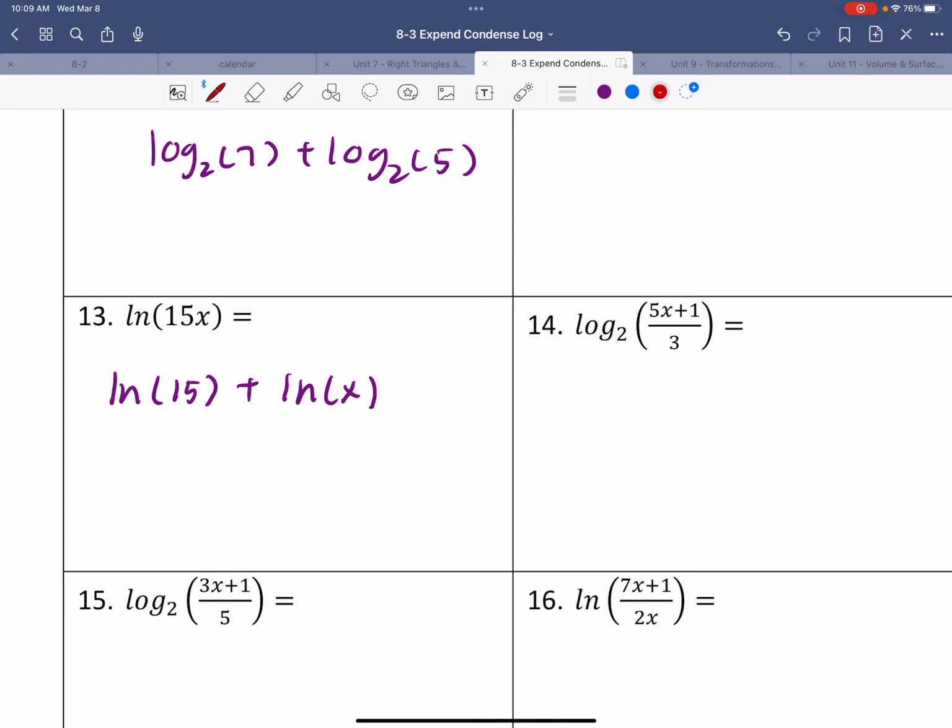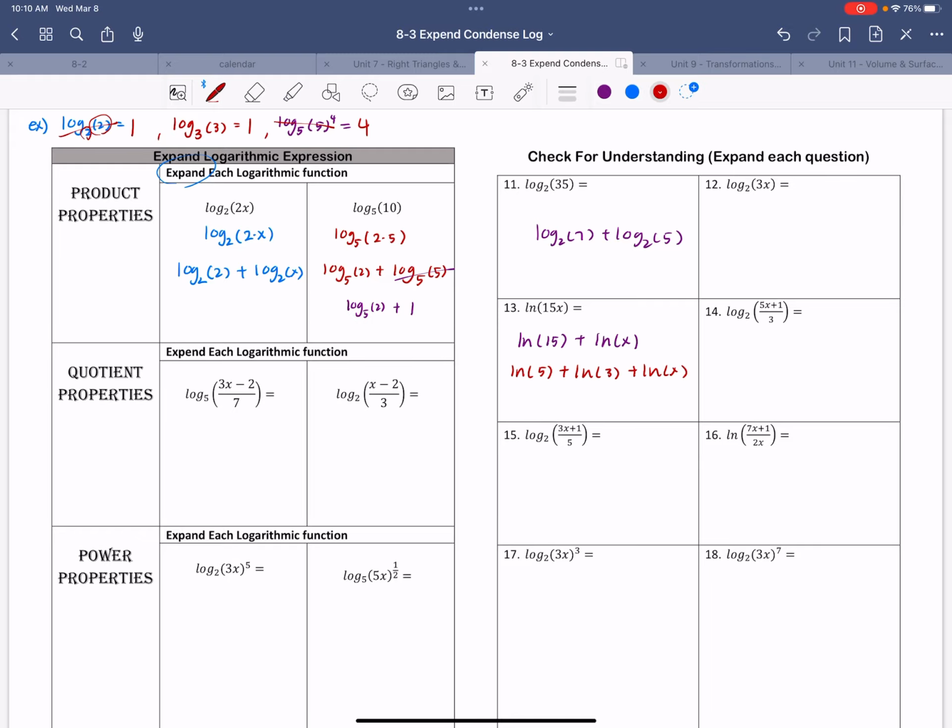But if you stopped here, that's wrong, because do you see natural log of 15? This one, you can also expand it like this, right? So that's what you gotta know. This one I'm not gonna go over because it's easy.